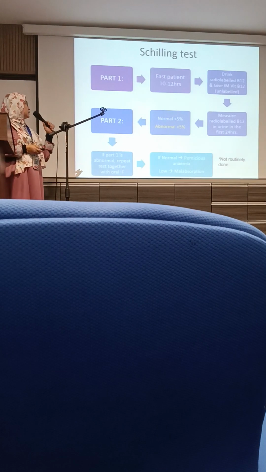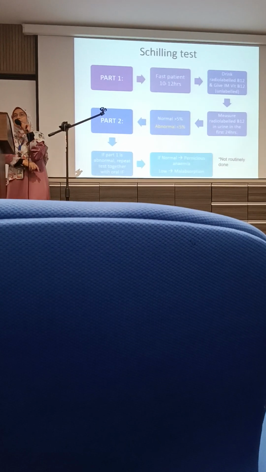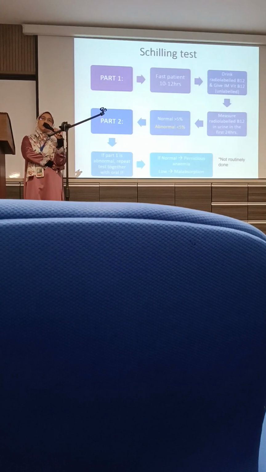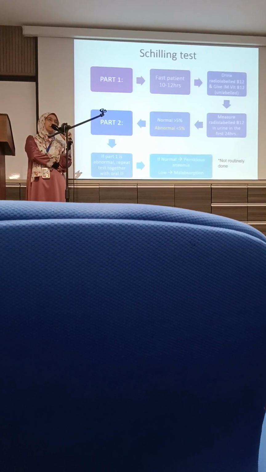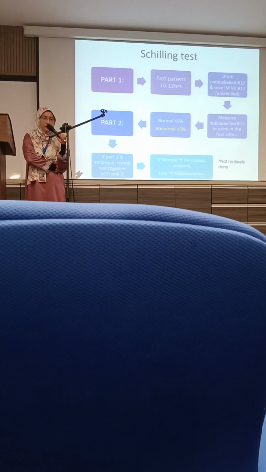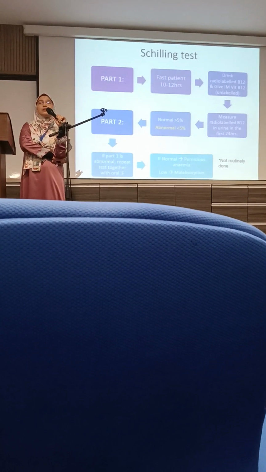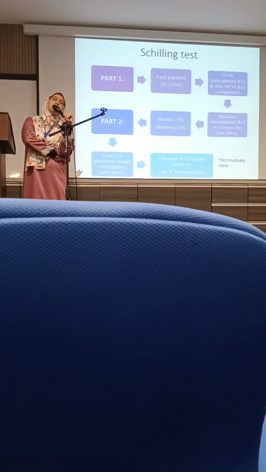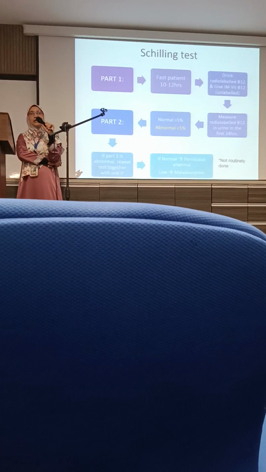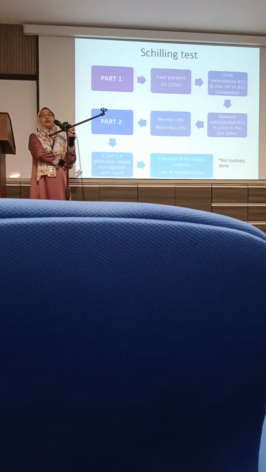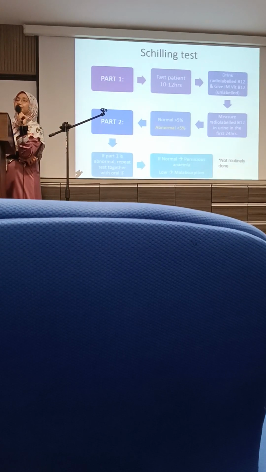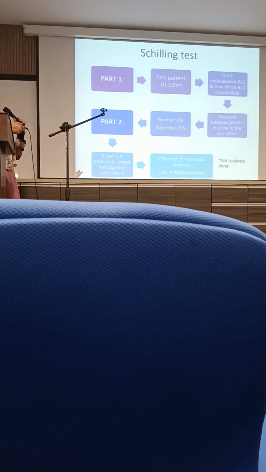So Schilling test is a test to diagnose pernicious anemia. The theory is important for you, but in clinical we don't do the Schilling test anymore because there are more sophisticated tests, but the theory is important for you to understand. So the Schilling test has two parts.